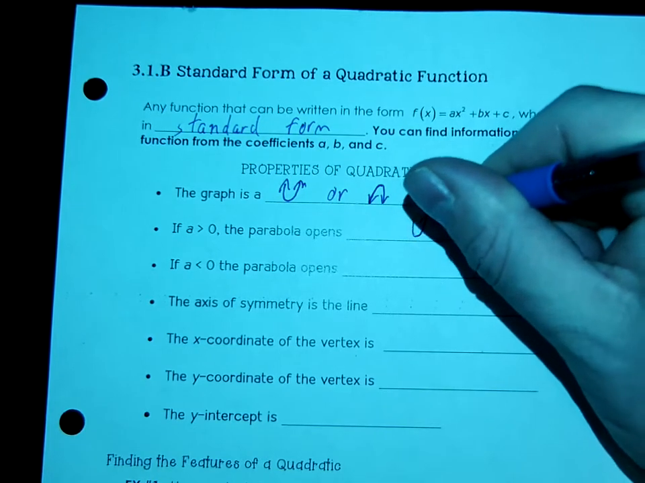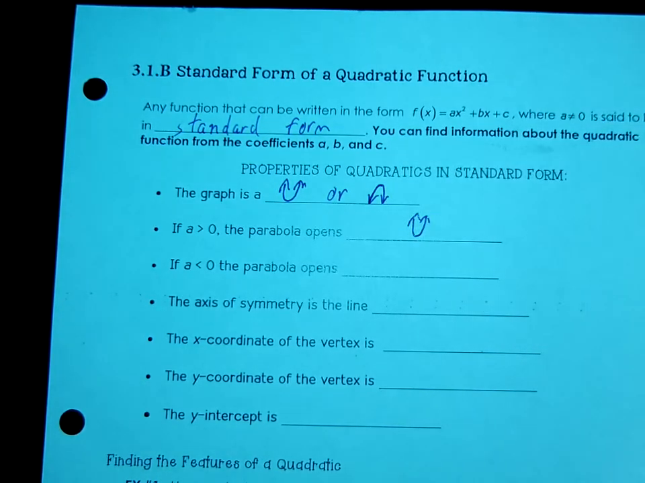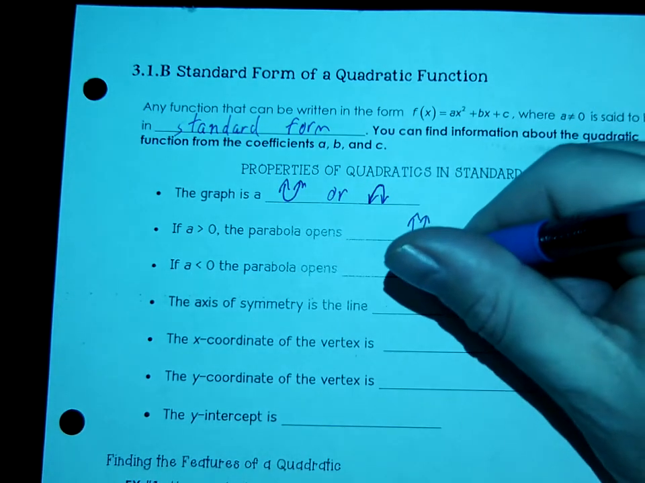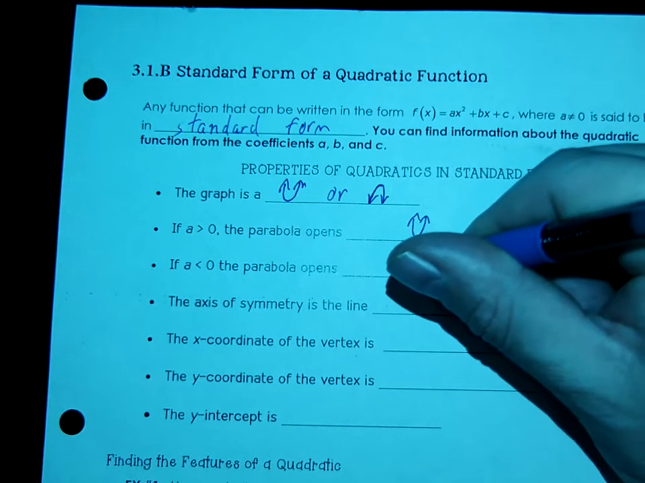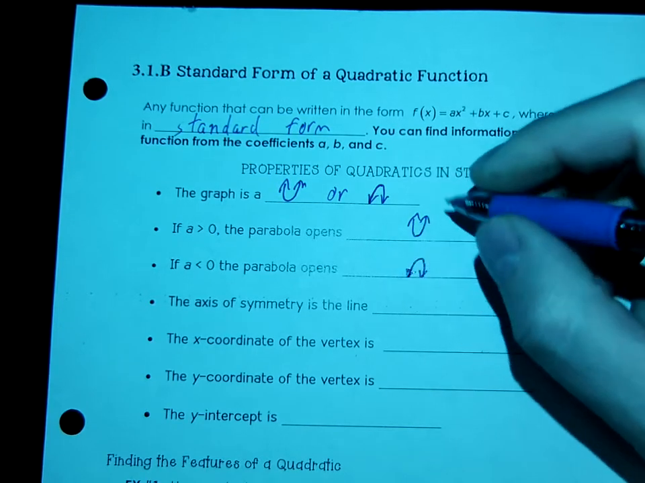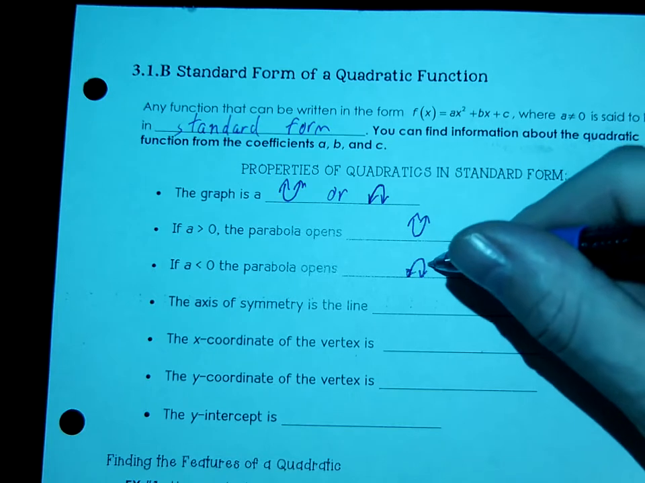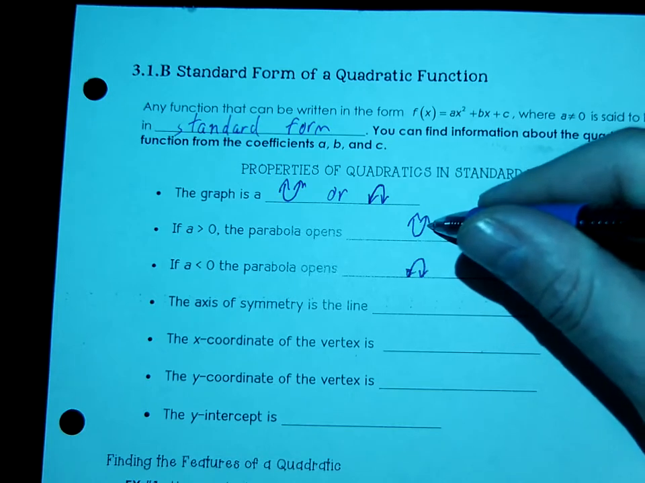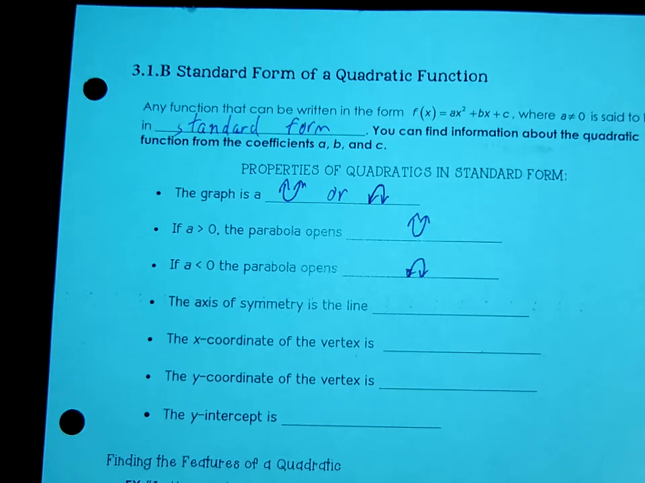Smiley face, because it's positive. If a is less than 0, the parabola opens down. Frowny face, because a is negative. It's a smile if a is positive, and a frown if a is negative. And again, a can't be 0, because if a is 0, it's not a parabola at all; it's a line. So we're not going to talk about a being 0.